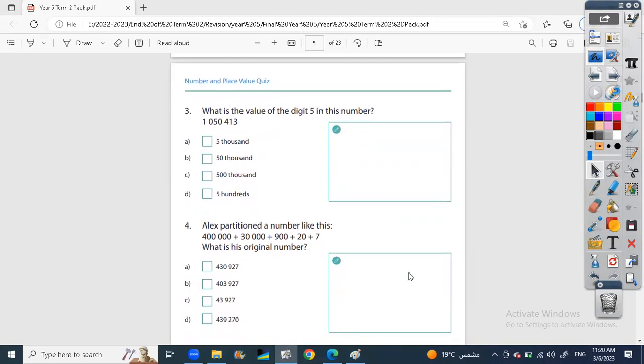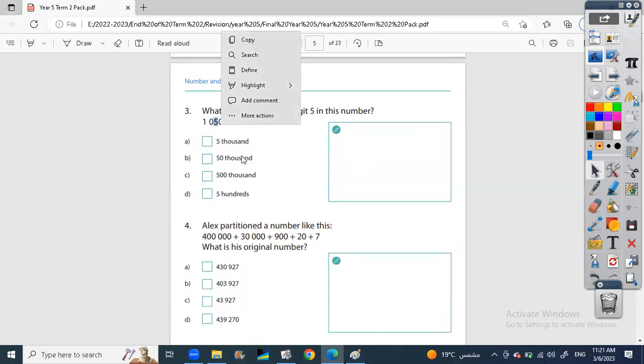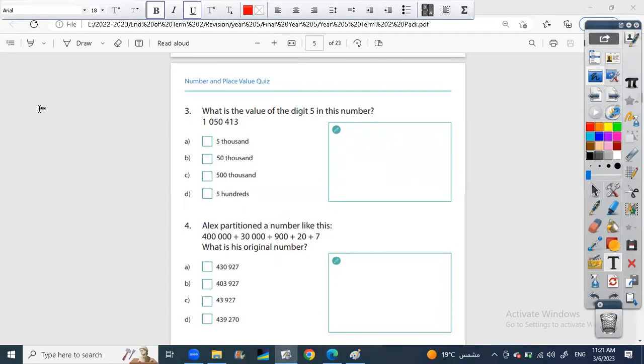But in question 3 here, they're asking you about the place value and the value. They're saying to you, what is the value of the digit 5 in this number? 5 is in which place? We know that before the decimal point, or when I have a whole number, the first is units, then tens, then hundreds, then thousands, then 10,000s. So the value of 5 is 5 10,000s or 50,000. So it is 50,000. 5 10,000s means 50,000.